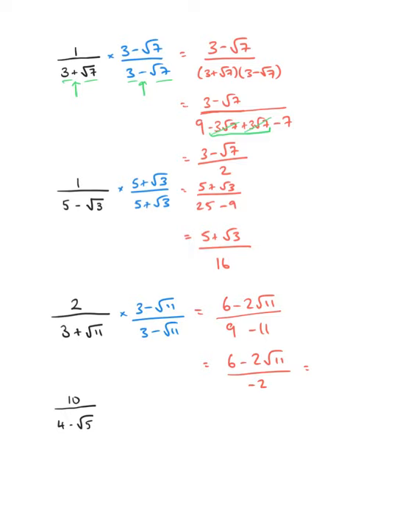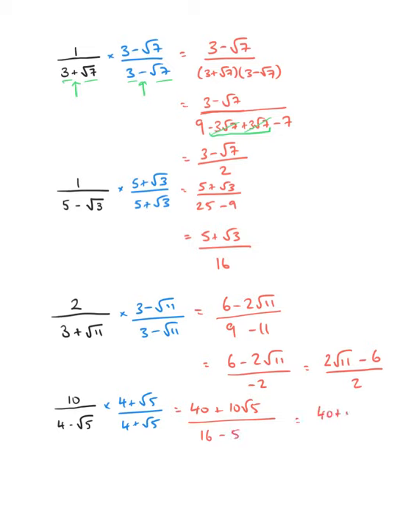Now, there's a little trick. Remember, you are allowed to do this. That would be the same as 2 root 11 minus 6 over 2. All I've done is multiply top and bottom by minus 1. So on this one here, the same idea again. Again, multiply by 4 plus root 5 over 4 plus root 5, which gives me 40 plus 10 root 5 over 16 minus 5, which is 40 plus 10 root 5 over 11.